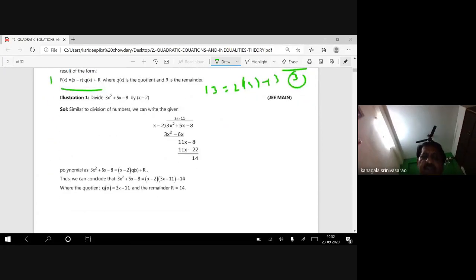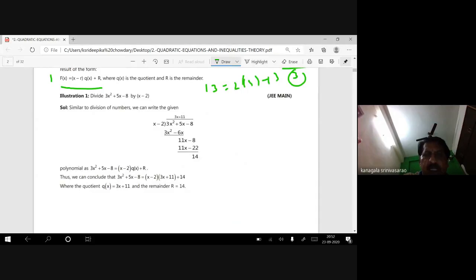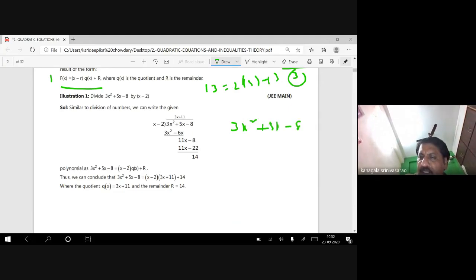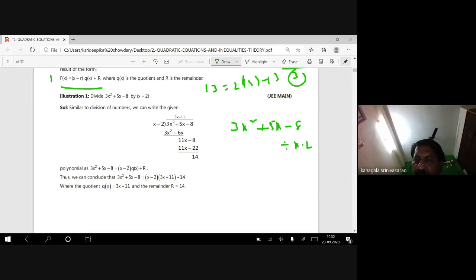Based on this, one simple question is given. Find the quotient when 3x squared plus 5x minus 8 is divided by x minus 2. From the schooling point of view, we could factor directly as 3x squared plus 8x minus 3x minus 8, but you won't get x minus 2 as a factor because 2 is not a root, so we can't use factorization here. We should go with normal division only.